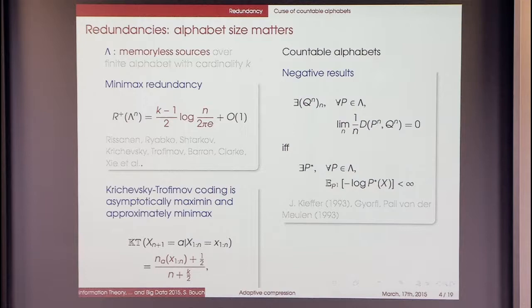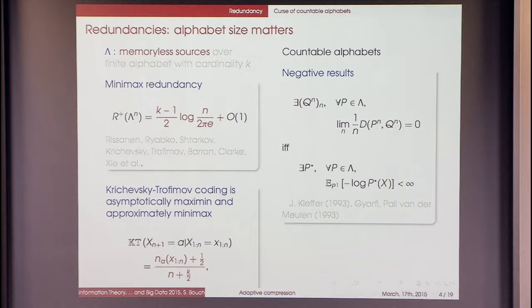So in the early 90s, Kieffer, Dueck, Pali, and van der Meulen got negative results. So even if you forget about any uniformity, if you are looking at sources over the integers, then there is this equivalence. If you have a coding strategy that for any source in your collection achieves a sublinear redundancy rate without any uniformity on P, then you can do that if and only if your collection of sources has a finite, bounded Kullback-Leibler radius. So you need to put constraints on your collection of sources if you want to have non-trivial minimax redundancy.